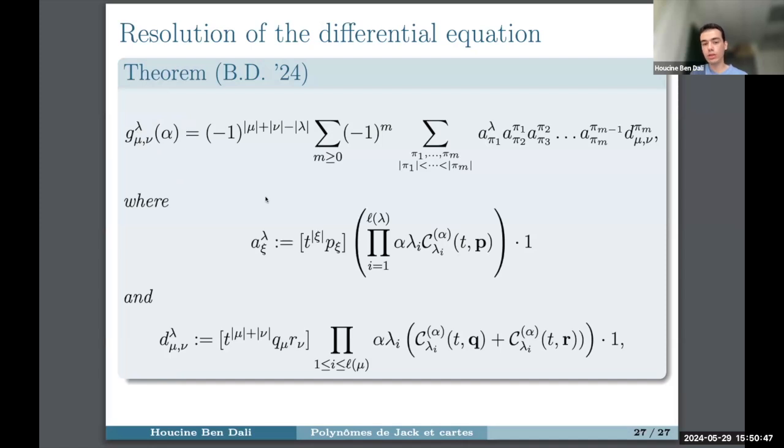So I suppose that there is still work to understand in a better way the combinatorics of this operator c in order to obtain from this formula the positivity of the coefficient g.